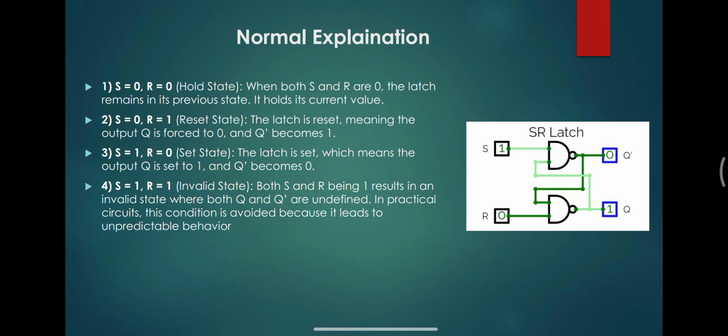If S is 0 and R is equal to 1, it's called the reset state. If S is 1 and R is 0, it is called the set state. The latch is set, which means the output Q is set to 1 and Q prime becomes 0. And fourth, if S is 1 and R is 1, it means both S and R being 1 results in an invalid state, where both Q and Q prime are undefined.